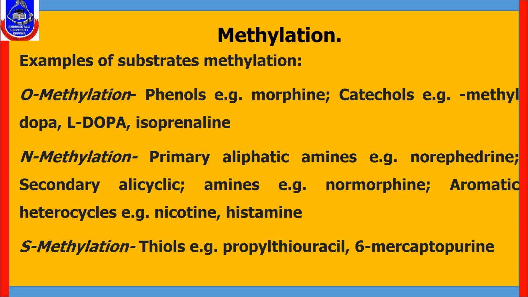Now, we have examples of substrates for methylation. We have O-methylation, N-methylation, and S-methylation. The O-methylation is for morphine and catechol, and N-methylation for primary aliphatic amines, as well as S-methylation for thiols.